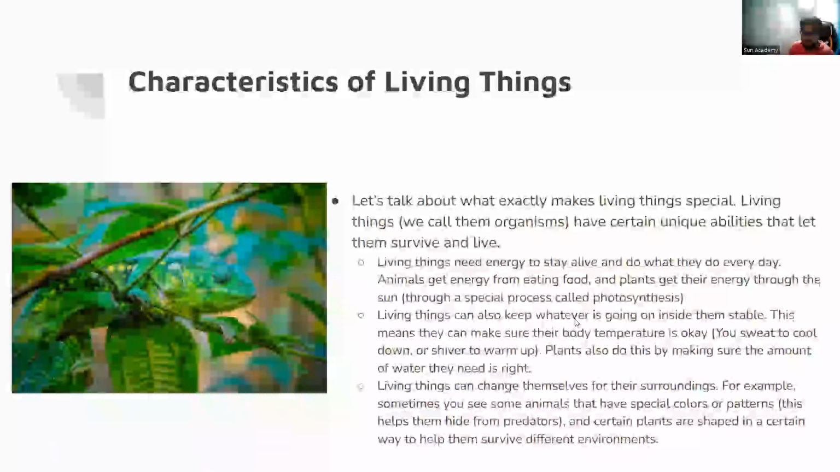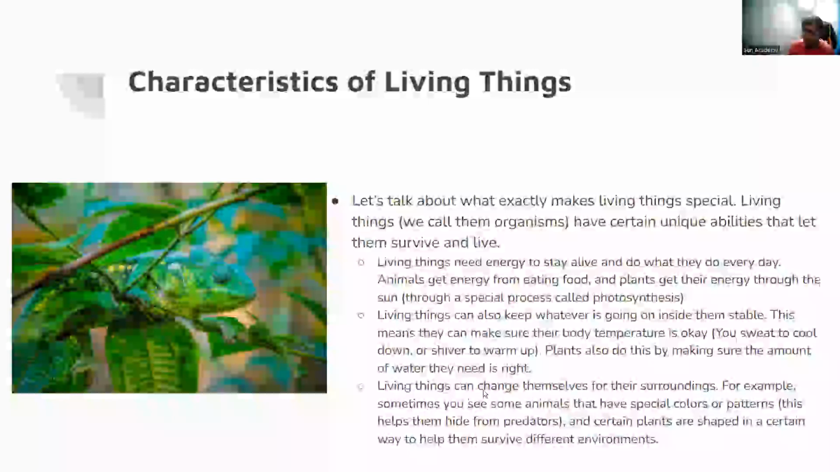Living things can also keep whatever is going on inside them stable. So this means their body temperature is okay. You sweat to cool down or shiver to warm up. For example, if you've ever gone through a lot of exercise, your body's warming up. So that's why you guys sweat. Plants also do this, and they kind of just balance the water that they take in to make sure it's right.